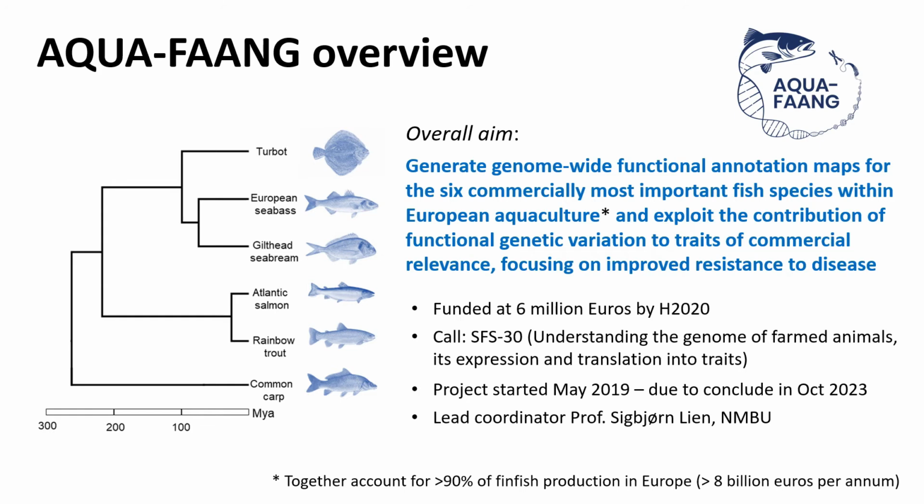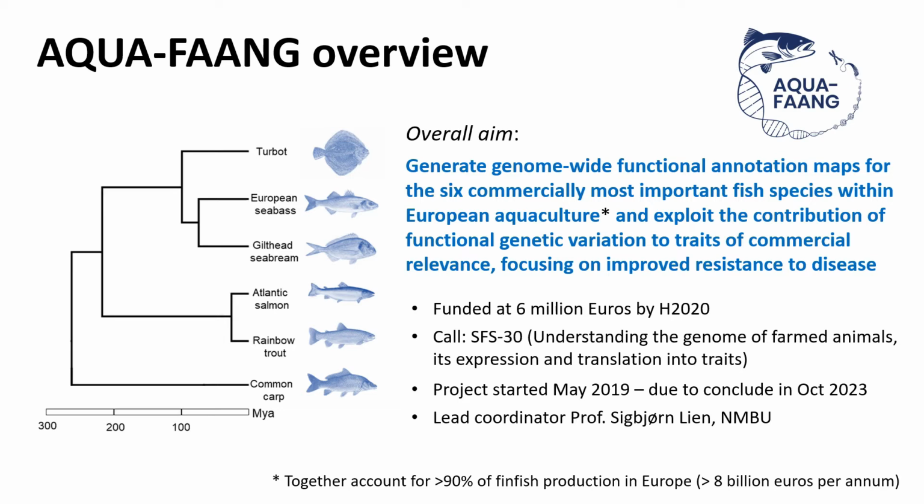AQUA-FAANG addresses the gap in annotation of farmed fish genomes in addition to the disease problem that I highlighted earlier by generating genome-wide functional annotation maps for the 6 species shown in this tree, which together account for over 90% of finfish production in European aquaculture. And we want to be able to exploit the contribution of functional genetic variation identified in the project to commercial traits with a focus on improving resistance to disease.